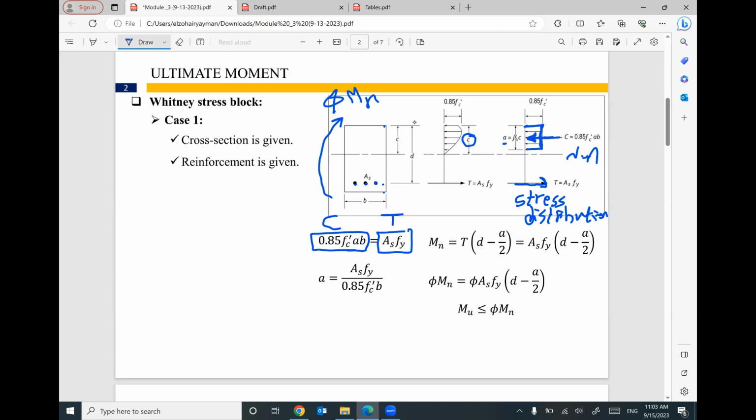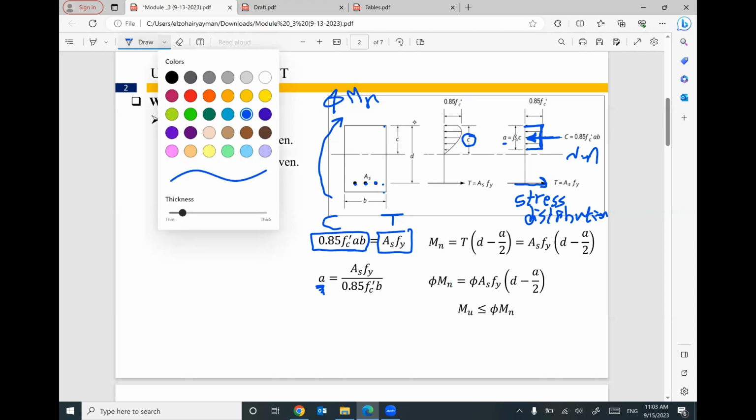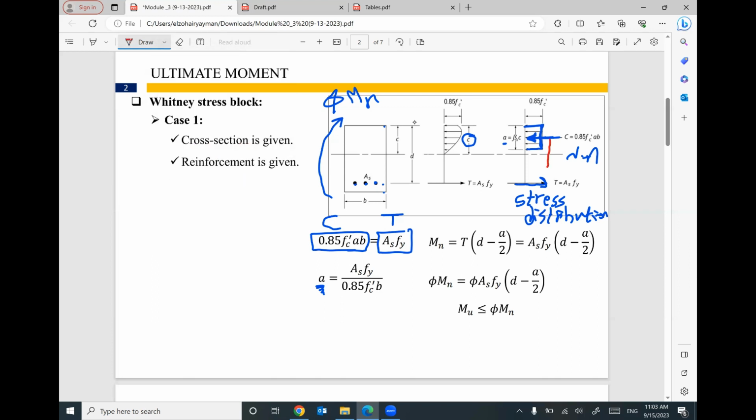For equilibrium, the two forces are equal. So I can figure out the missing term, which is a. After you get a, keep in mind that the distance between the two forces equals d minus a divided by 2. So your nominal moment of resistance will be one of them, the T or the C, it's up to you, times d minus a divided by 2. So T equals area of steel times f yield, and your distance is d minus a divided by 2.